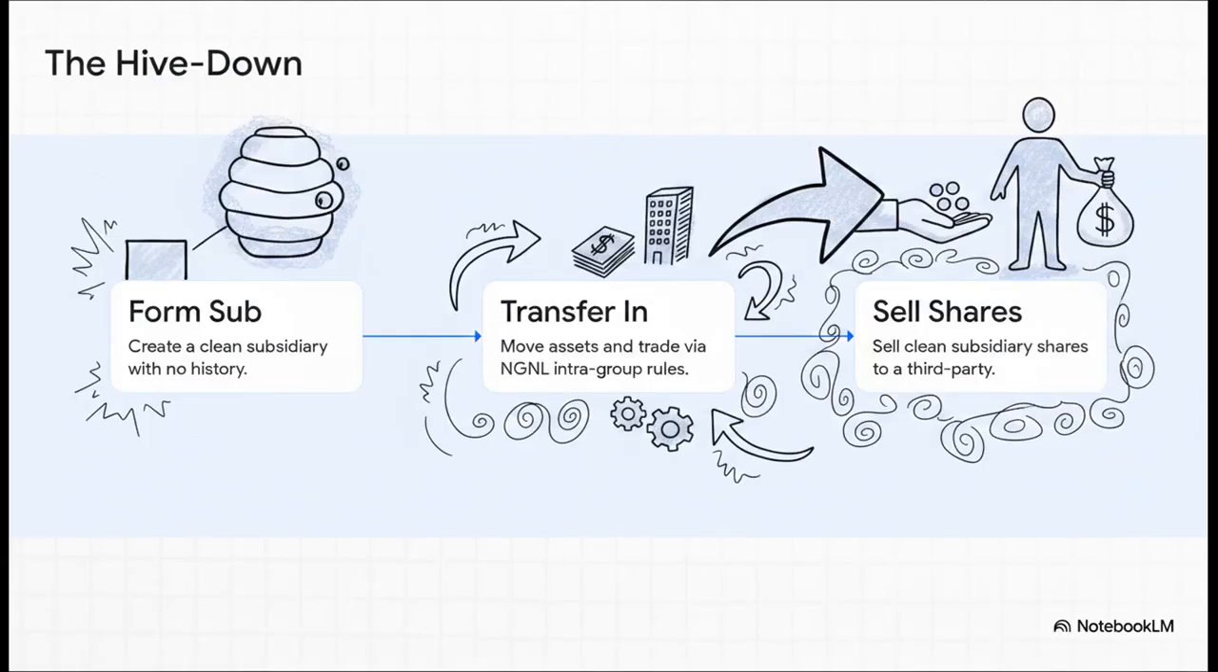Conceptually, this is brilliant. It is the perfect marriage of a share sale's simplicity with an asset sale's clean slate. Step 1, the vendor forms a brand new, completely clean subsidiary. Step 2, they transfer the desired assets and the trade into it using those intragroup no gain, no loss provisions we just discussed. Step 3, they sell the shares of this newly minted, squeaky clean subsidiary to the third-party buyer.